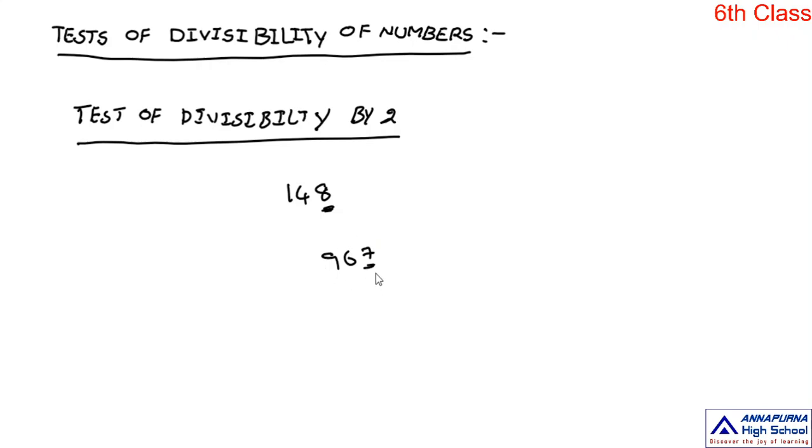Next, 967. Here in this number, what is the units place? 7. 7 is the units place. So this number is not divisible by 2. Only if 0, 2, 4, 6 or 8 is in the units place is the number divisible by 2. In this number, the units place is 7. That's why the number is not divisible by 2.